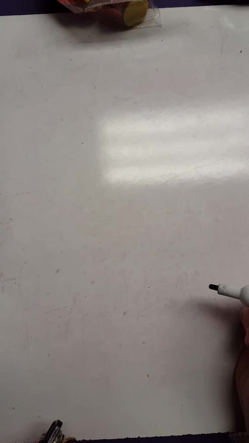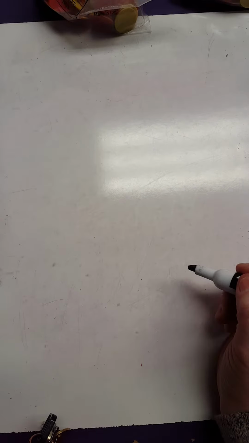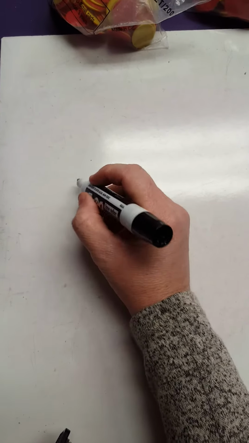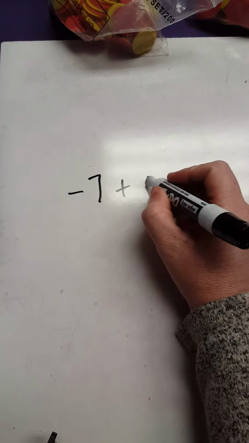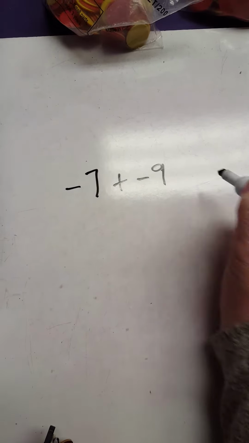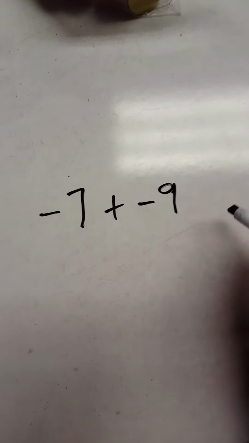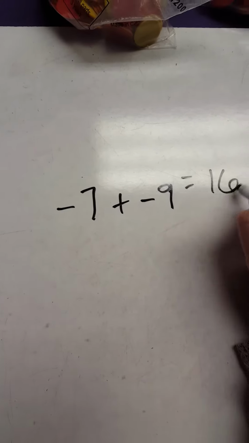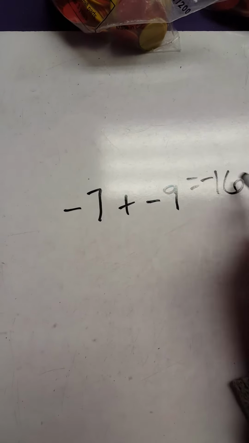All right, welcome. Today's video is adding, subtracting, multiplying, and dividing integers. In adding integers, when they're the same sign, like -7 plus -9, all I do is add the numbers, which is 16, and then I keep the same sign. These are both negative, so it's negative.